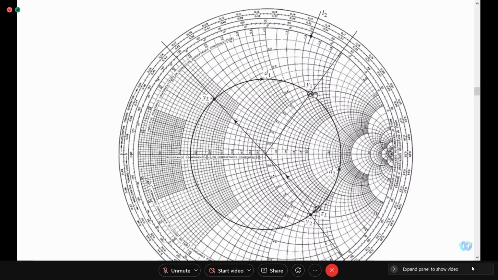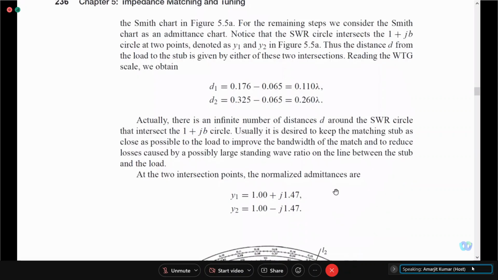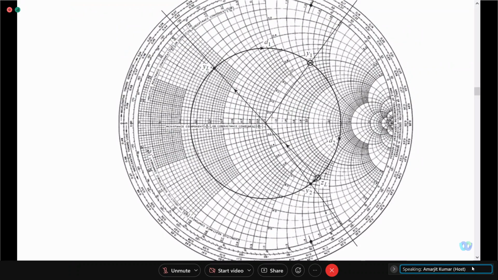So D1 distance we have calculated from YL. So what about D2? Where is D2? D2 is here. So this is 1 plus Jx circle. So it is 0.325 minus 0.0625. You can also read it 0.32, 0.33, so 0.325. Okay. So 0.325 minus 0.065 is equal to D2.